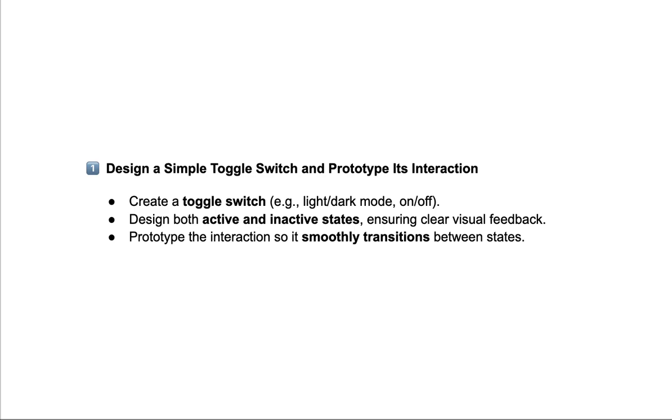Design the active and inactive states, ensuring there's clear visual feedback, and prototype the interaction so it smoothly transitions between states. And then think about the context. Think about what it means for it to be on and off. Think about clearly communicating what it does and the impact of it being in all of these positions. Make it so that people know exactly why it is in a light or dark mode, why it is in an on-off state, and why it started in a default state, whether it's active or inactive, and sort of what the impact of it being in any of these states is.